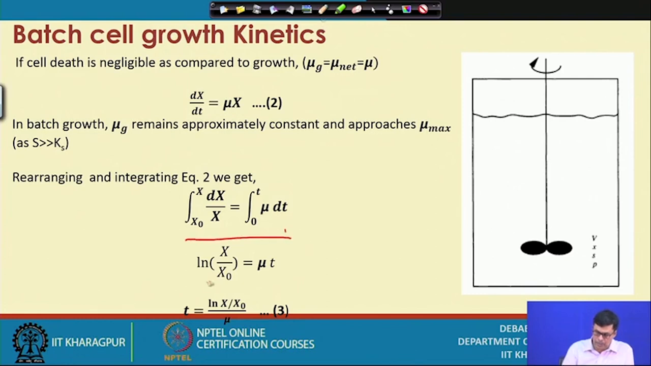Then we can integrate dx by x from x0 to x. With the mu value, the t value you can easily find out: t equals ln(x by x0) divided by mu. This will be the time required for a batch process, which we can easily calculate.